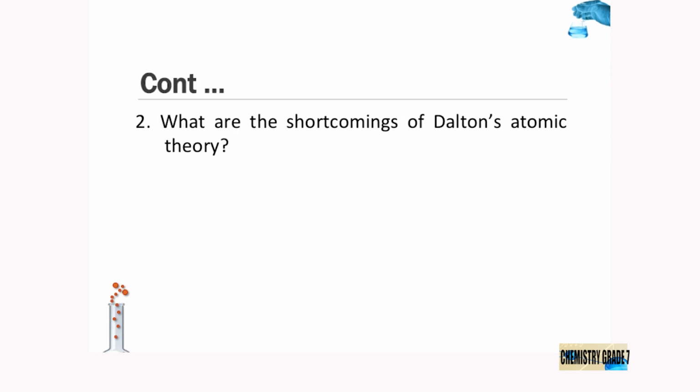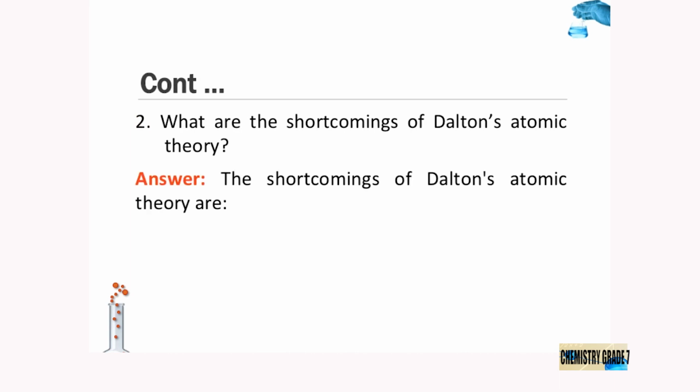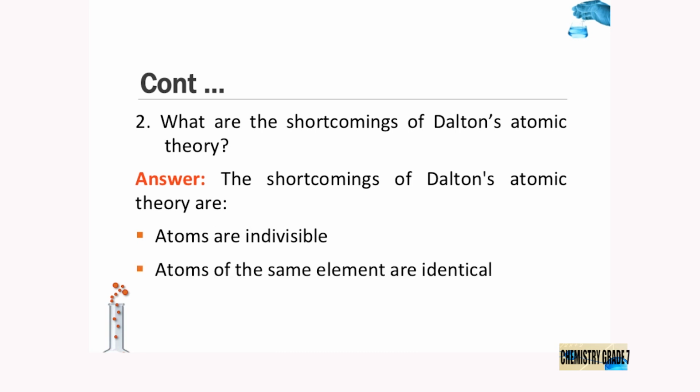What are the shortcomings of Dalton's atomic theory? The shortcomings of Dalton's atomic theory are: atoms are indivisible. We know that atoms are divisible into protons, neutrons, and electrons. Atoms of the same element are identical. This is not the case. We will learn about this in the upcoming units.